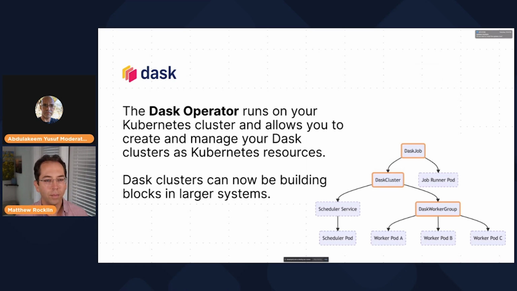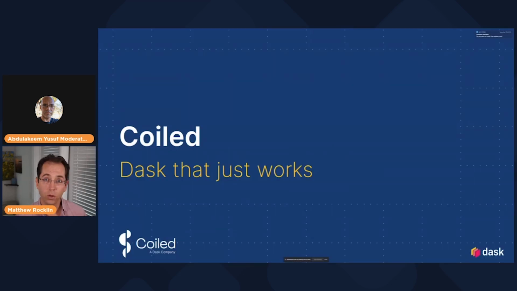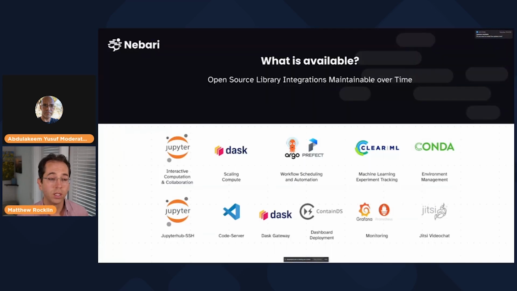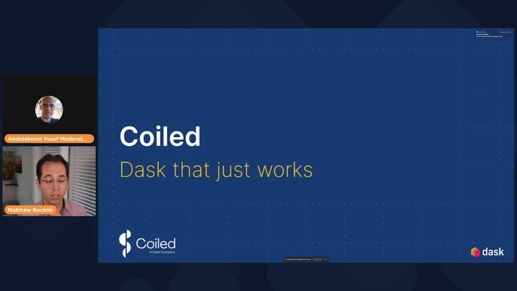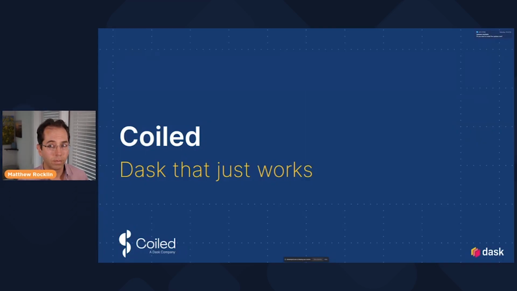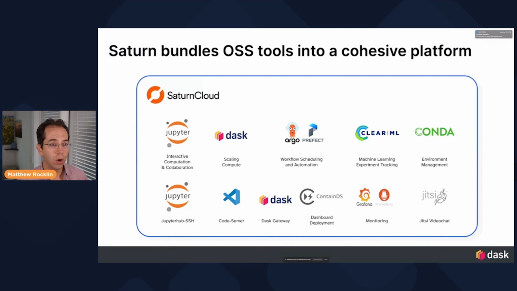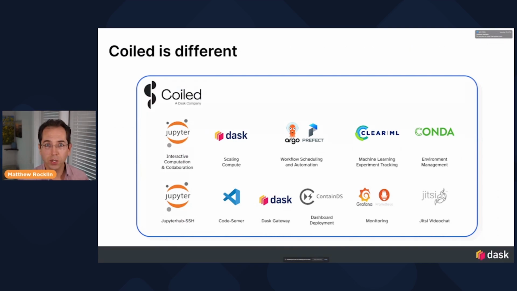I want to point you to the Dask Kubernetes operator, which was released recently, that helps Dask become much more Kubernetes native. So if you're in Kubernetes land, think about Kubeflow, think about Nebari. If you're on AWS, think about Saturn, or think about Coiled. So I work on Coiled. A lot of Dask maintainers work on Coiled.